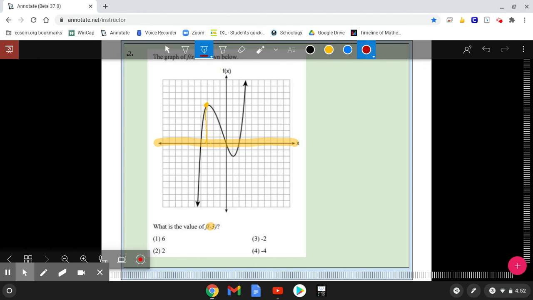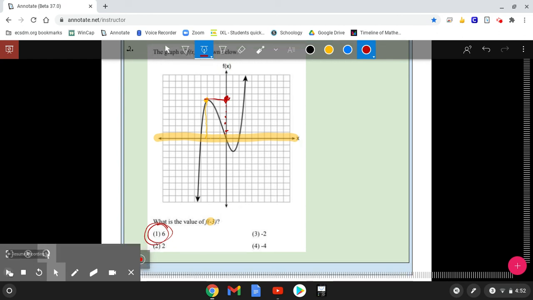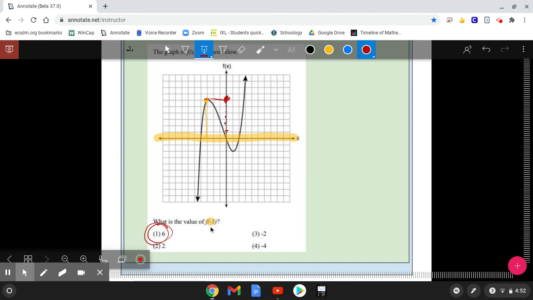And what's that y value? Right here. And that's 1, 2, 3, 4, 5, 6. So what's the value of f of negative 3? Option 1, 6. So to recap, all you're doing is looking at the value that's in place of the x, finding that along the x-axis, and then trace until you hit the function and check out the corresponding y values.